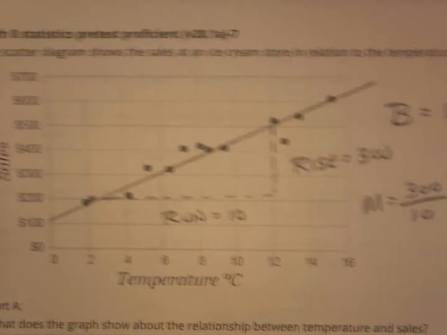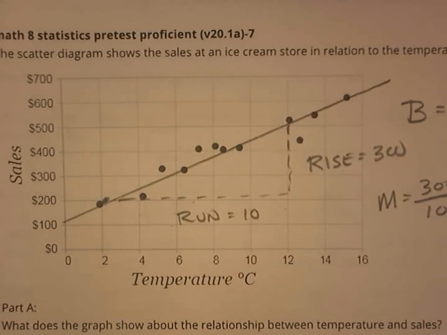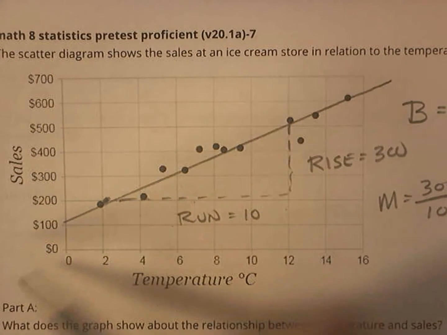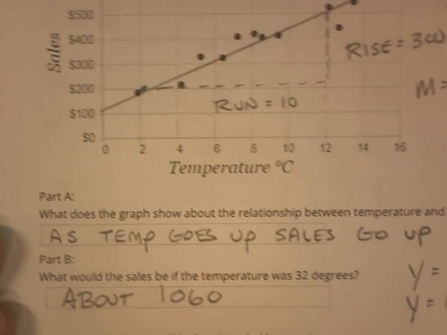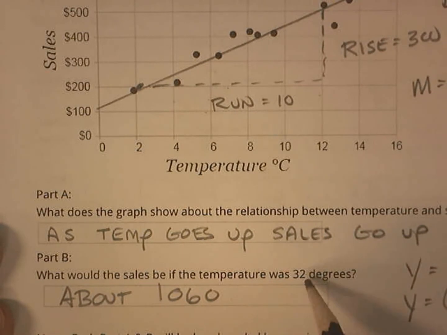This one, the first question is asking just what's the relationship? And the relationship is as temperature goes up, so do sales. So maybe it's like an ice cream place. That makes sense. The hotter it is, the more ice cream. The next question is, what would the sales be if the temperature was 32 degrees? So it's actually really cold.